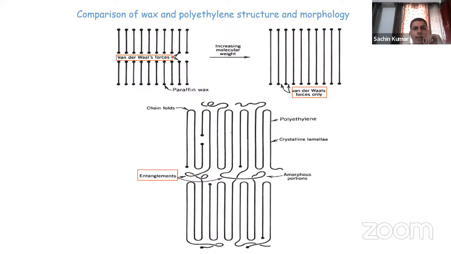So wax has a low molecular weight. When it is combined together, the van der Waals forces are the main forces of attraction, so they are very weak. When we make it into a fiber that is very, very long, you can see chain folding take place, and then the level of interaction is higher. When the level of interaction is higher and there are more pins, it is converted into crystalline as well as amorphous regions.